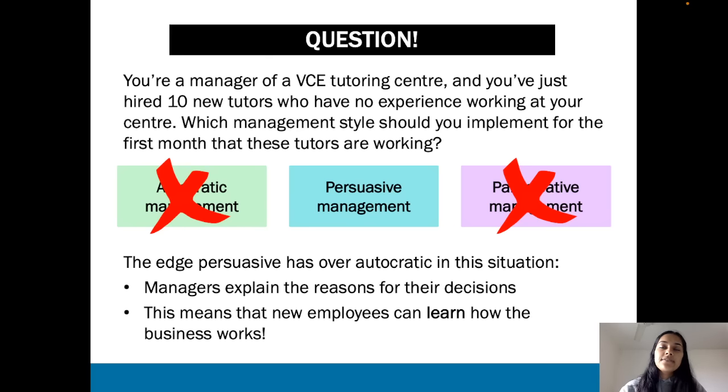Also, with persuasive, since the manager is actually justifying their decision, it can also not be as detrimental on the relationship between the manager and employees. Because if you think about autocratic management, the manager is making the decision, and therefore they're just telling employees what to do. And as an employee, you might feel bossed around, or you might not necessarily feel happy. At least with persuasive, you see the reasons as to what you're doing and why you're doing it. And so that helps with that relationship as well.